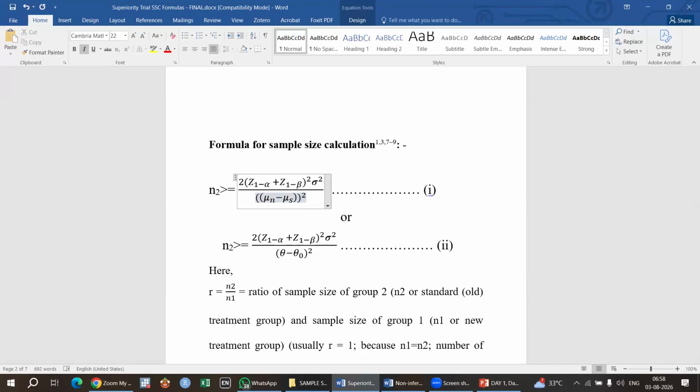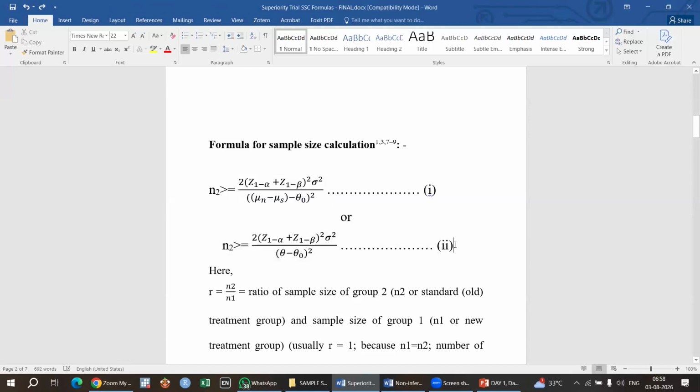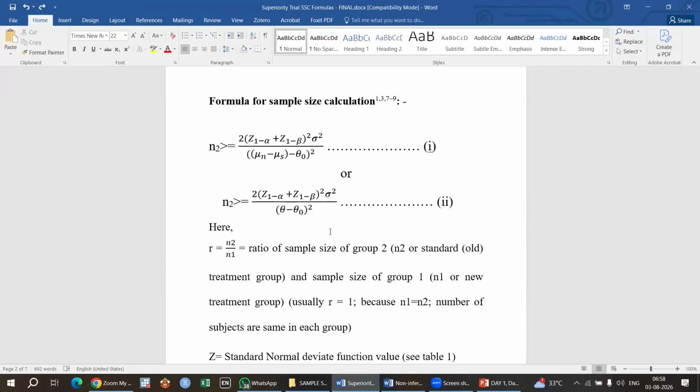But generally we take the superiority margin as some value: 1, 2, 3, 4, 5, 0.1, 0.3, 0.5, whatever. So we have to write down here our superiority margin value, theta 0. Or you can take this formula. Okay. Now, I think I have explained this formula. If you have any query regarding this formula, you can ask me.